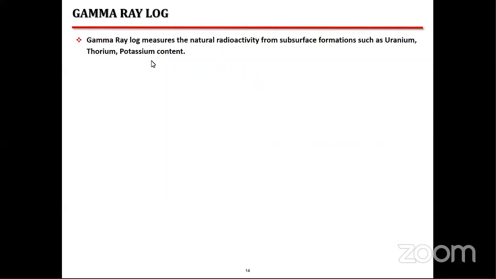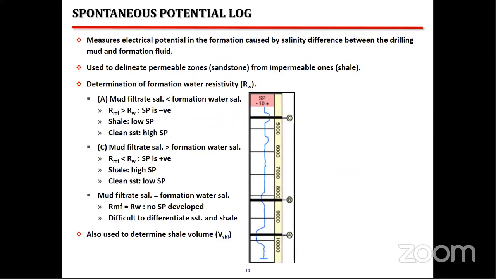Yeah, so like I have mentioned here, the SP log measures the electrical potential in the formation caused by salinity difference between the drilling mud and the formation fluid. So basically, the membrane potential that you're talking about is the salinity difference that is obtained on both sides of the membrane, which is the drilling fluid and the formation fluid. So this is the SP that is developed, and based on the resistivities of the formation water and the mud filtrate, and depending on their combination, it will either be positive or negative.